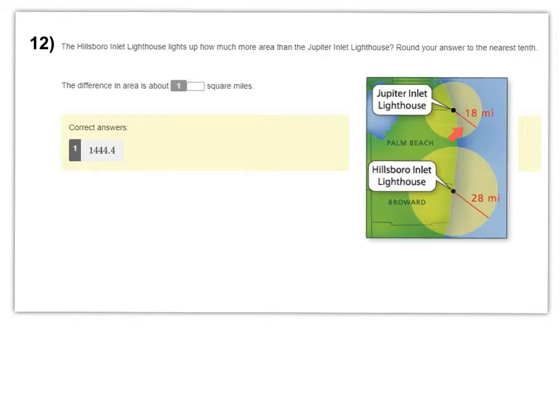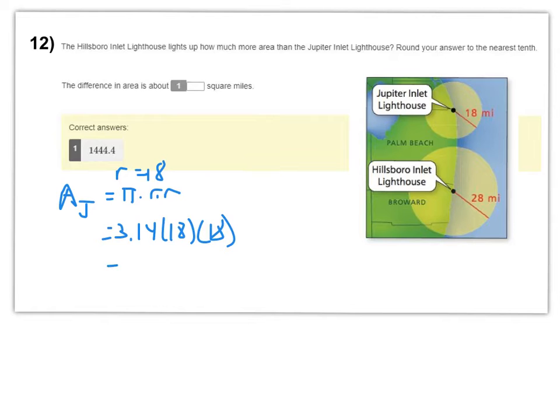And in both of these, we're given radius, which is a good thing because that's going to make our finding the area for each one a lot easier. So let's look at the area first of Jupiter. And remember again, area is pi times r squared. And we know that the radius for Jupiter is equal to 18. So I'm going to have 3.14 times 18 times 18. And that one's going to equal 1017.36, and that's miles squared.